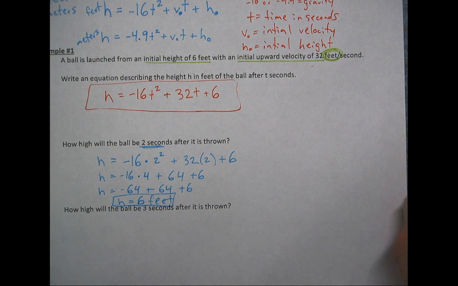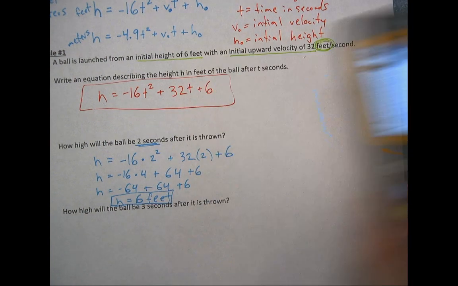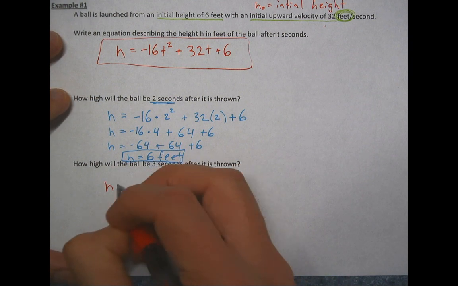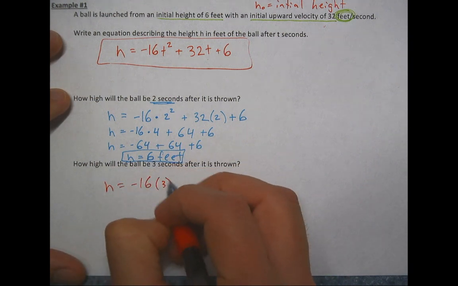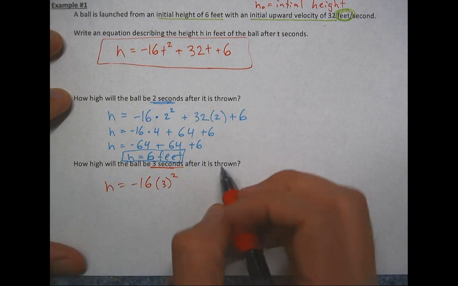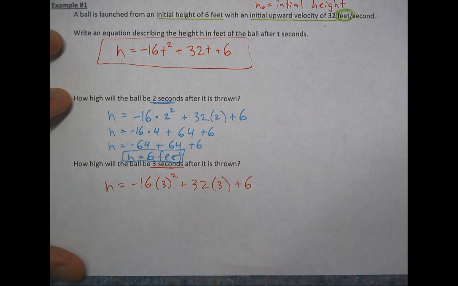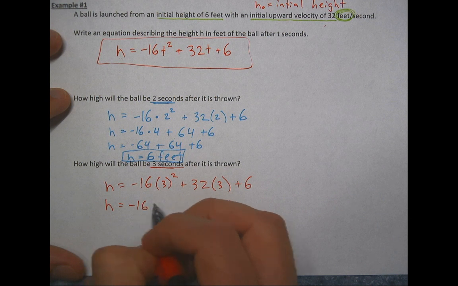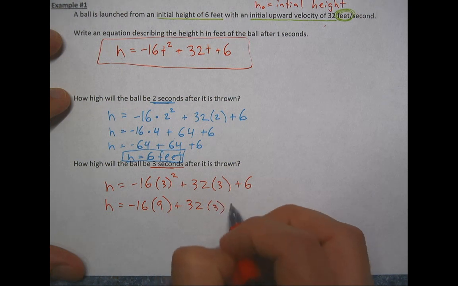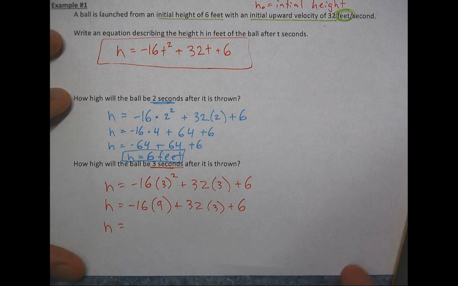So how high would the ball be in 3 seconds? So we should be able to see here that it's going to get negative 42 if we run the equation. So we're going to show our work with the equation. So negative 16 times 3 squared now. So it's 3 seconds. We're putting 3 in for t, going back to the starting equation. 32 times 3 plus 6. So this is negative 16 times 3 squared, which is 9. Plus 32 times 3. I'm going to leave that for a second. Plus 6.